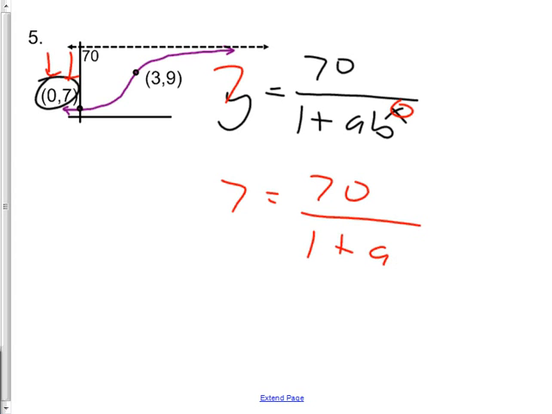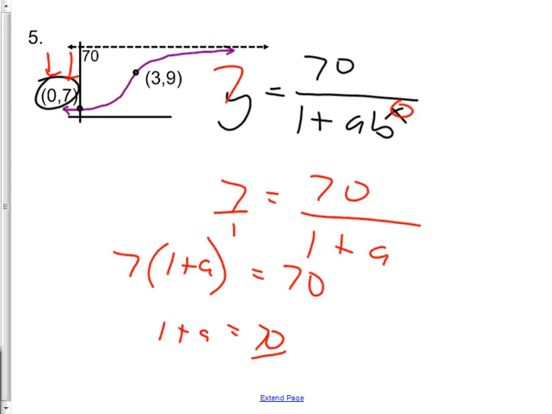So now I'm going to multiply both sides by 1 plus a, so it's 7 times 1 plus a equals 70. Another way to think of that is put this over 1 and you're cross multiplying. Either way it works. Now I'm going to divide by 7. 1 plus a equals 70 divided by 7. 70 divided by 7 is what? 10. So this is a 10. And then subtract 1 from both sides. A equals 9. That's part of the problem, but unfortunately you're not done. This is pre-calc where it's not that simple.